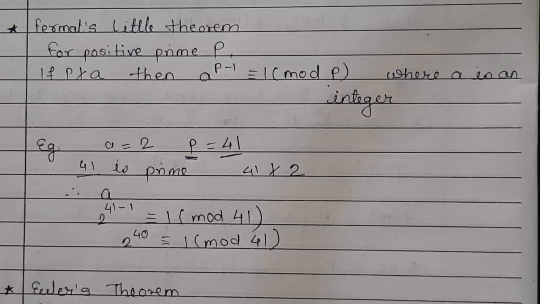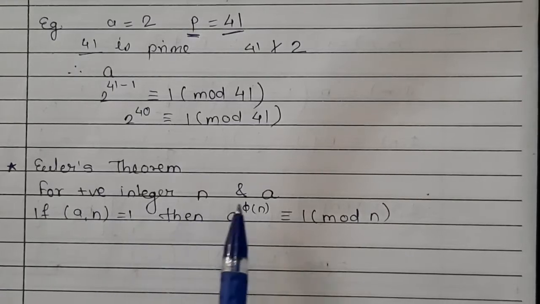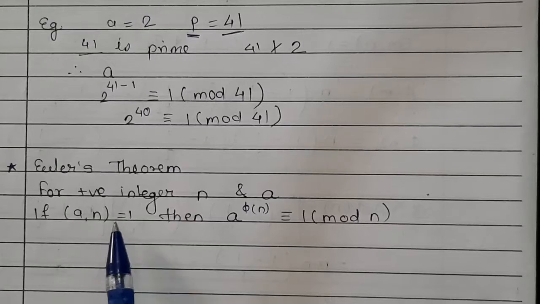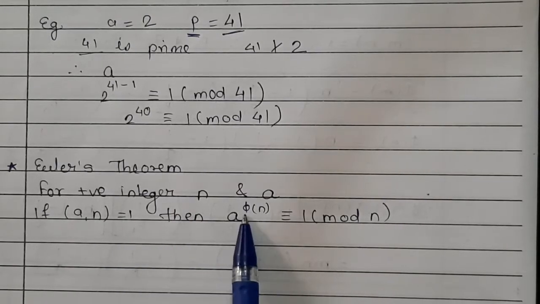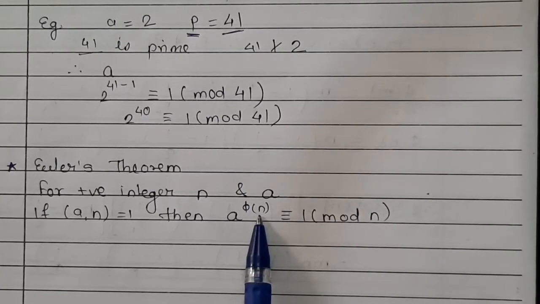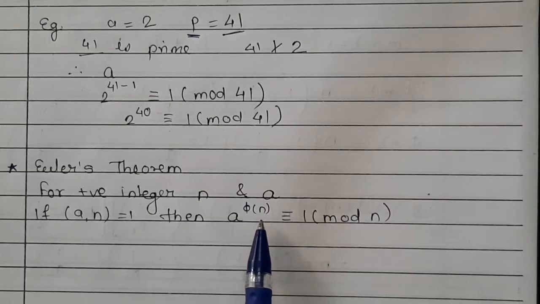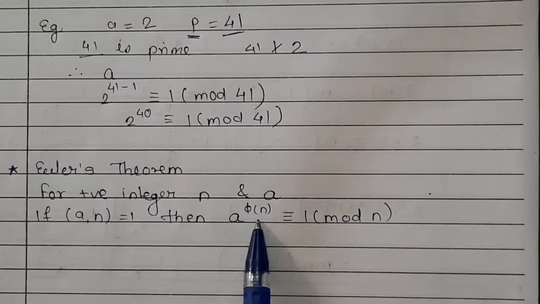Okay, take another theorem, that is Euler's theorem. What does it say? For positive integers n and a, if GCD of a and n is equal to 1, then a raised to phi n, where phi n is nothing but the Euler phi function, and in the last video we have studied how to find phi n. I also gave you 2 examples to solve. I hope you solved them.